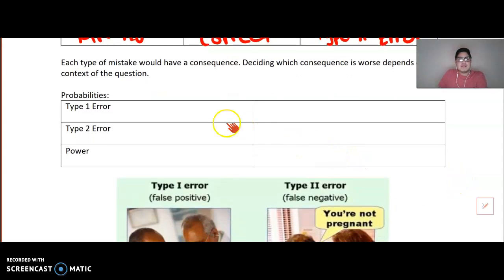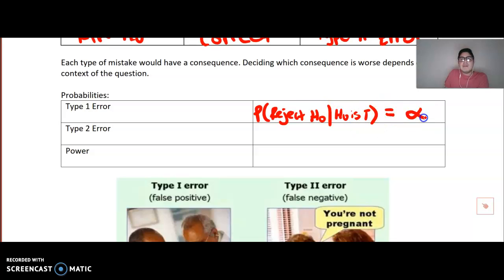So here are the probabilities. The probability of a type 1 error is essentially saying the following. We reject the null. However, the null is true. This is what we call alpha. So every time we've rejected the null, we're potentially committing a type 1 error.